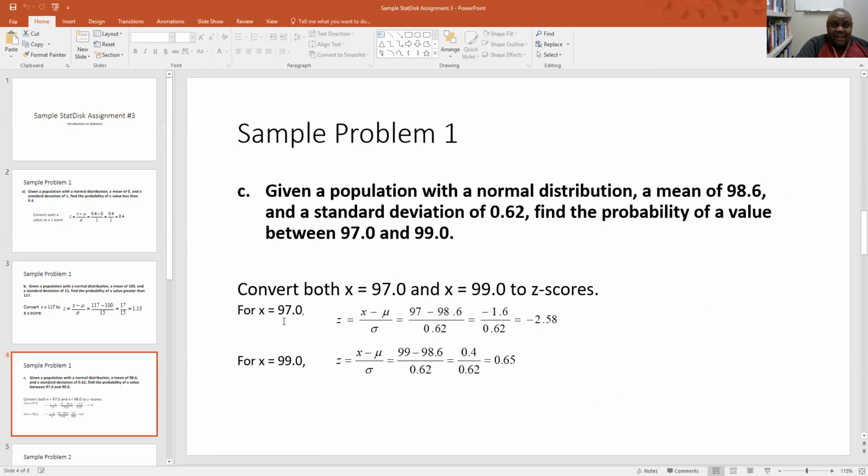So for x being 97.0, we use that formula. Z is equal to x minus mu divided by sigma. Here your x value is 97 minus the mean of 98.6, divided by the standard deviation of 0.62. Now 97 minus 98.6 will be negative 1.6. Negative 1.6 divided by 0.62 will be equal to a negative 2.58.